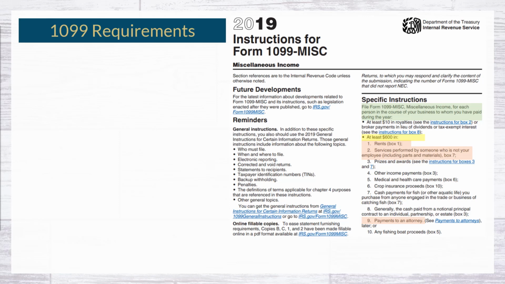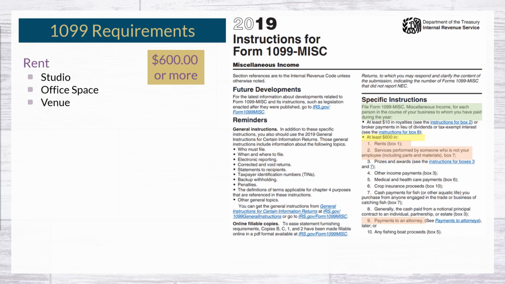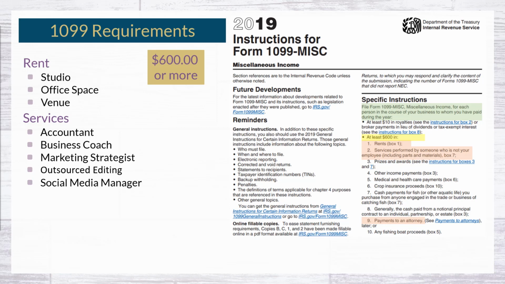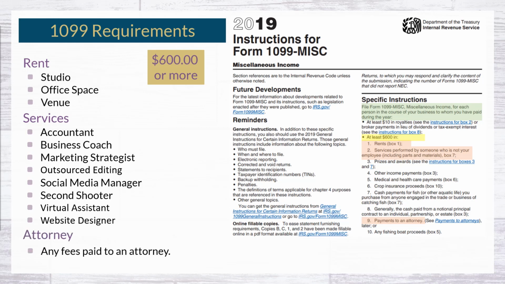So let's go through some examples. You need to report anyone you pay $600 or more for rent. This could be for a studio where you conduct business, an office space, or a venue. Services: an accountant, a business coach, a marketing strategist. If you outsource your editing, a social media manager, a second shooter, a virtual assistant, a website designer, an attorney. Any fees you pay to an attorney.